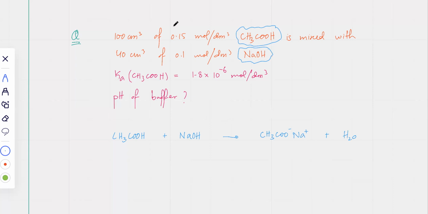Can anyone tell me how many moles you've got over here of ethanoic acid? It's 100 into 0.15, so I think it's 0.015 moles? Yes, 0.015, right? And how many moles do you've got over here? 0.004.